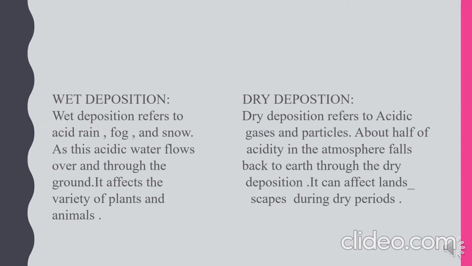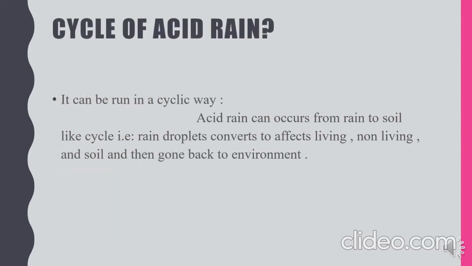Wet deposition refers to acid rain, fog and snow, as the acid water flows over and through the ground to affect a variety of plants and animals. Dry deposition refers to acidic gases and particles; the acidity in the atmosphere falls back to earth through the ground. Dry deposition will affect the landscape during dry periods. Cycle of acid rain. It can happen in a cyclic way. Acid rain can go from rain to soil like a cycle. That is, rain droplets convert to affect living things, non-living things and soil, and then go back into the environment.